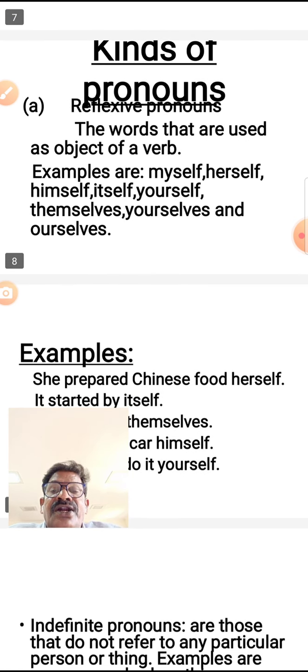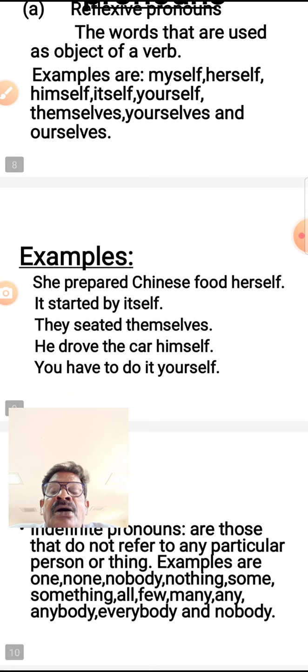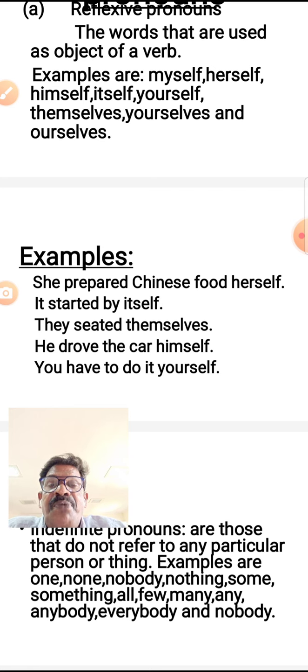Okay. And now look at the examples of reflexive pronouns. She prepared Chinese food herself. That means she didn't take any others' help. Right.